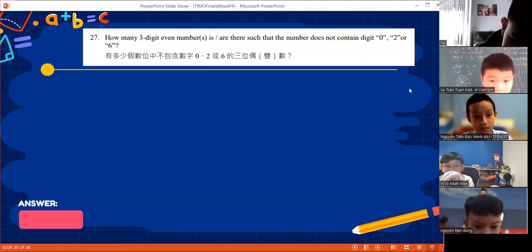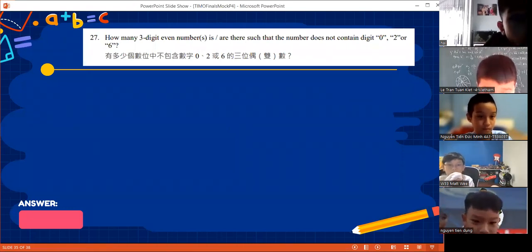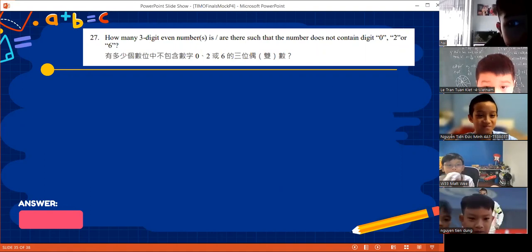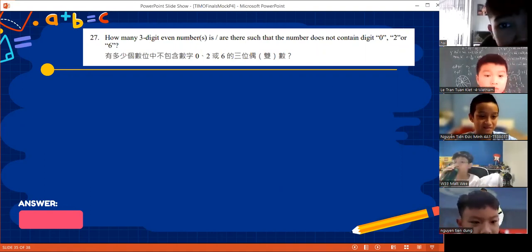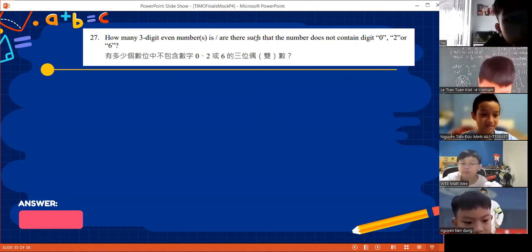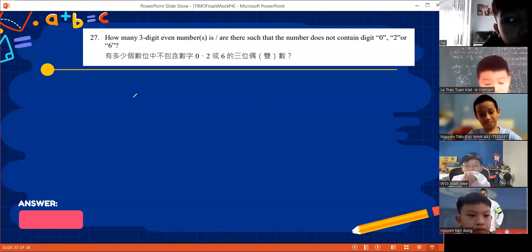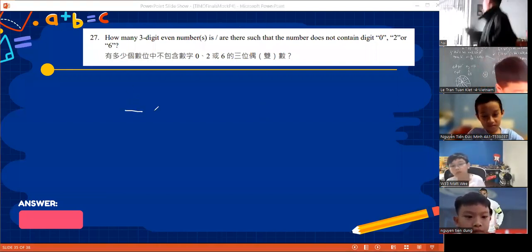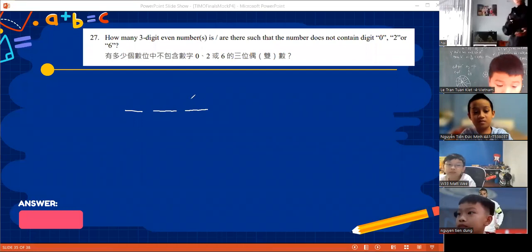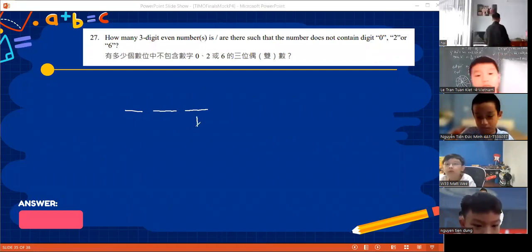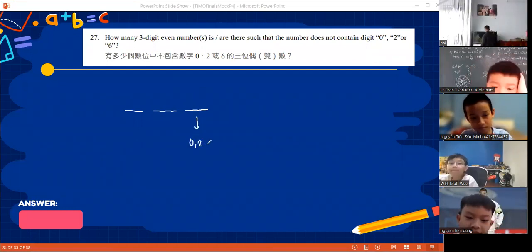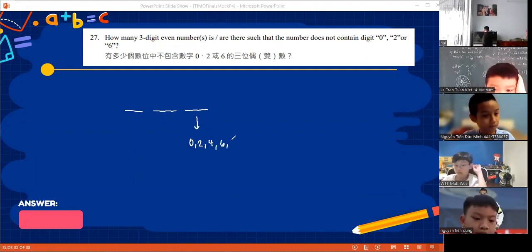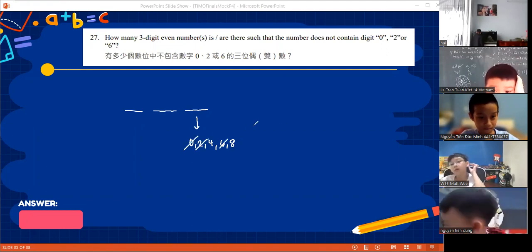Okay, let's have number 27. How many three-digit even numbers are there such that the number does not contain 0, 2, or 6? So it's a three-digit even number. So 1 digit, 2 digit, 3 digit, right? It should be an even number. So we have 0, 2, 4, 6, 8. Now, 0, 2, and 6 are not included. So remove these, right?